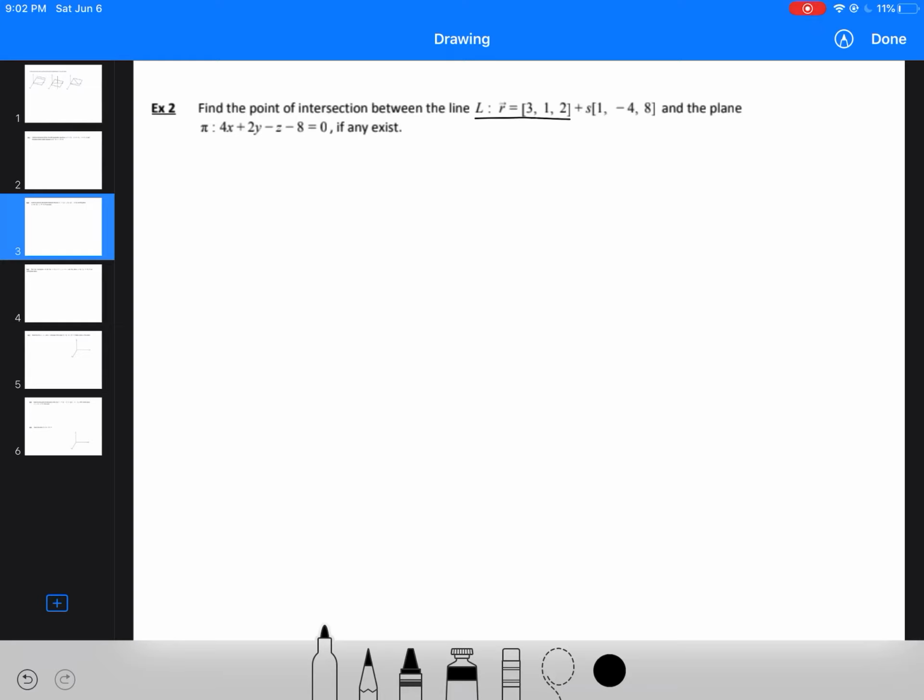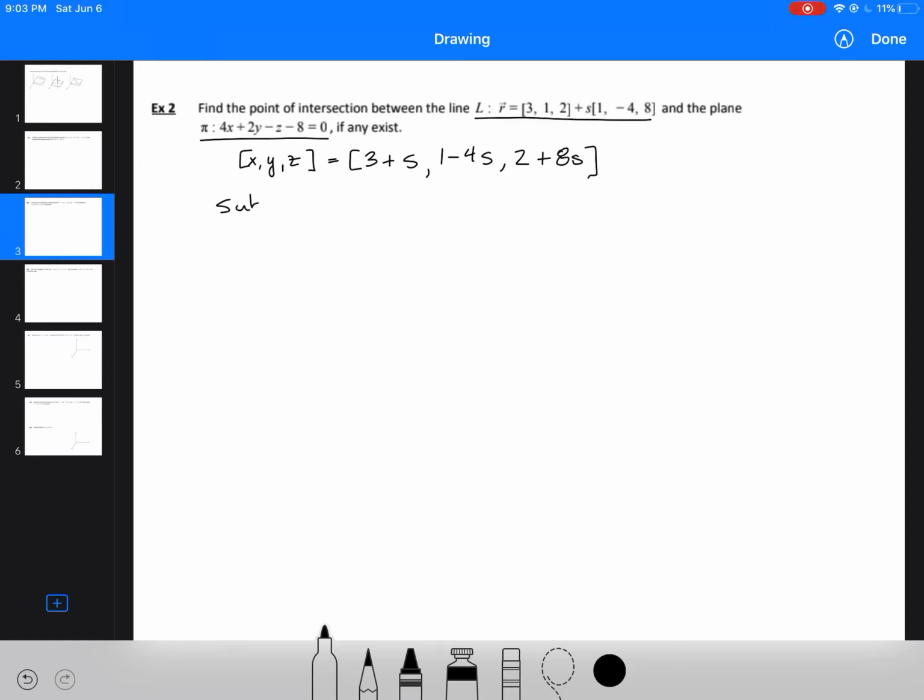Now we have a line and a plane, and we're going to check and see if we can find a point of intersection, if any exist. So let's try the same thing again. So we're going to start with any point on the line, x, y, and z. So we know that our x would be 3 plus s. Our y would be 1 minus 4s. And then our z would be 2 plus 8s. So this is just taking each of the components from our vector equation. If you'd like, you can write it in parametric form first, as the first example was.